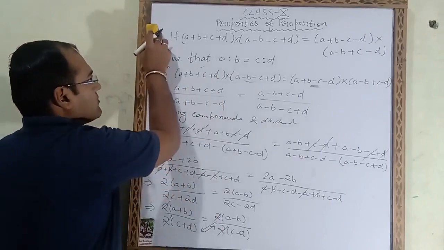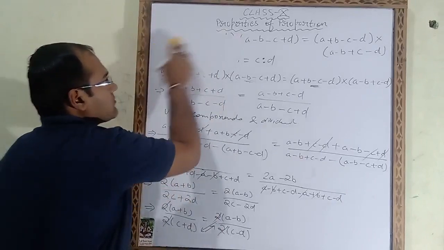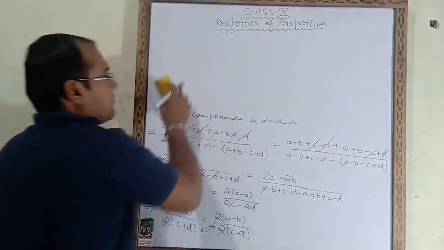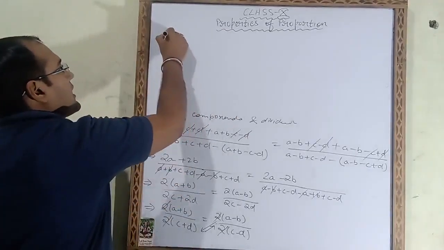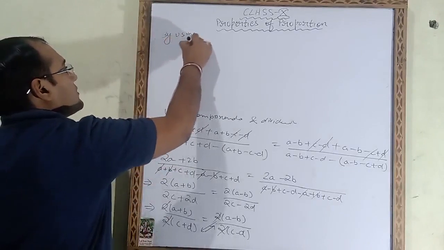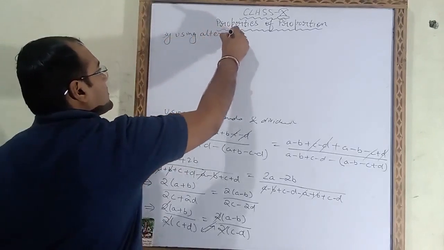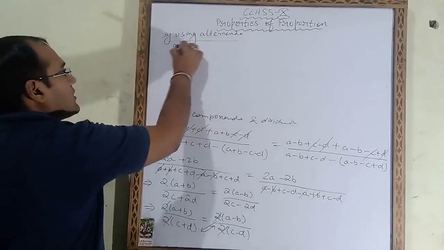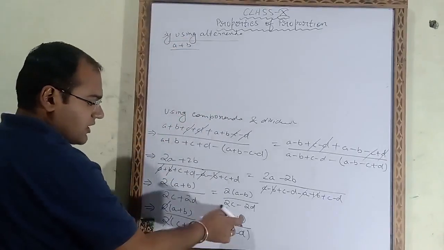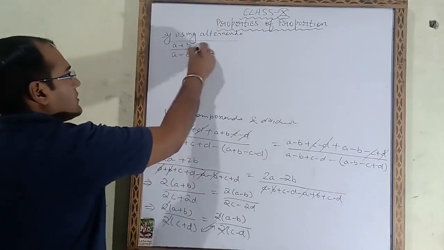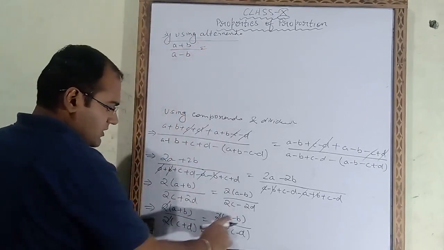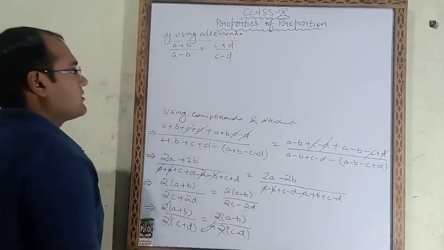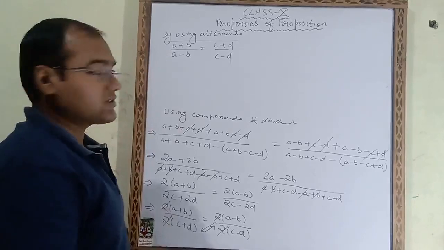What we will do? We will use, by using alternando, we will get a plus b upon, this c plus d will go there, a minus b will come here, is equal to c plus d will go there, c plus d upon c minus d. So by using alternando we get this statement.